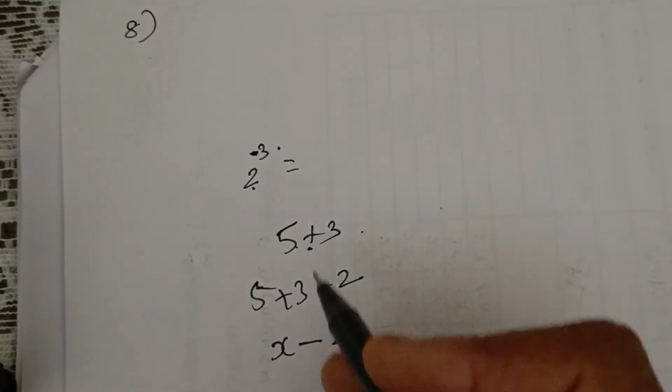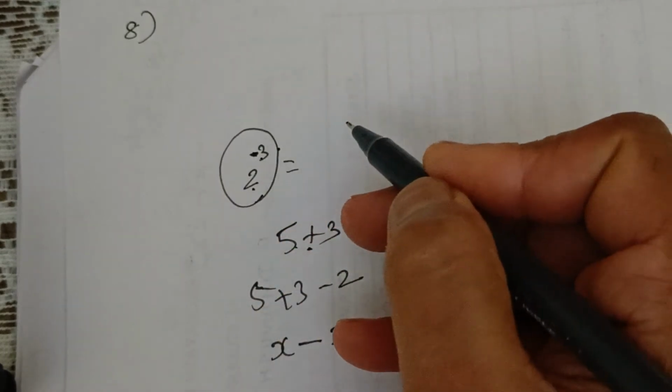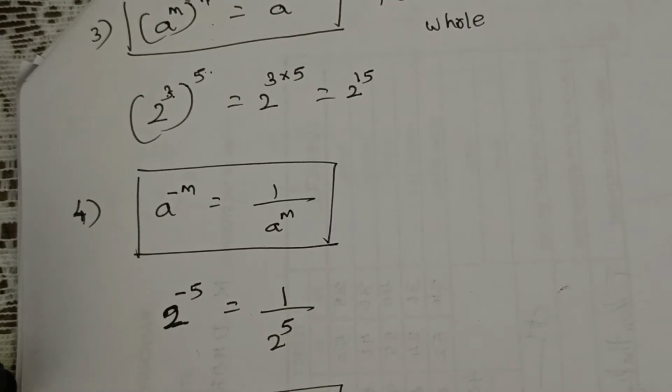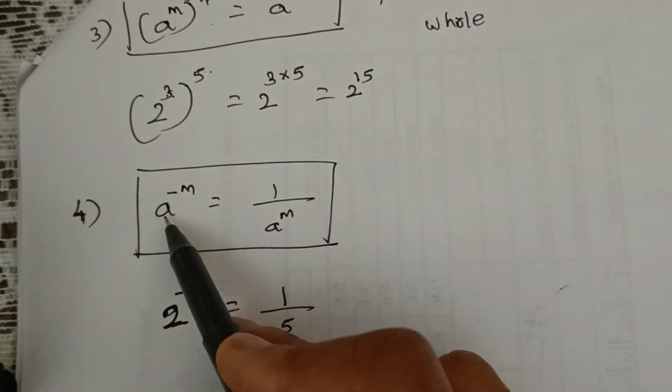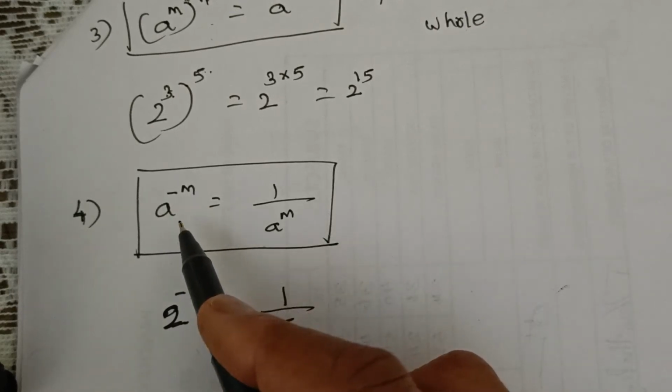We don't know. So what's the first step we need to do? Change the negative power into positive power. How to make that change? You have to write the reciprocal of the base. What is reciprocal? Changing the numerator and denominator.